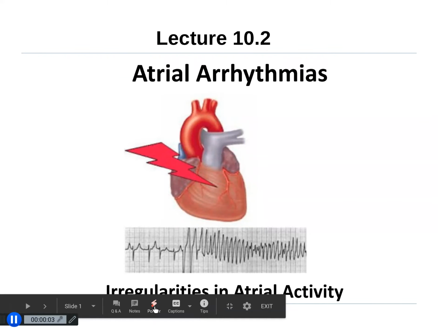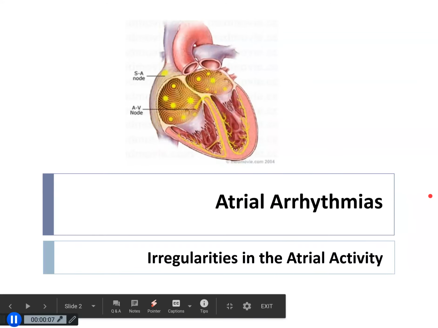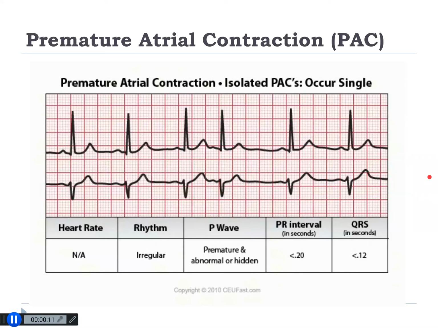Lecture 10.2, Atrial Arrhythmias. Irregularities in the atrial activity. Our first and probably most common atrial arrhythmia is premature atrial contraction, or PAC.